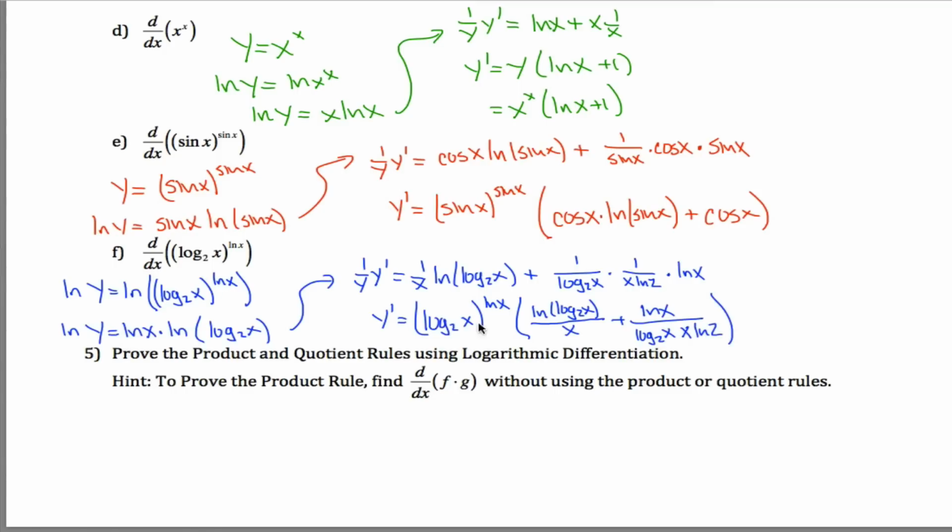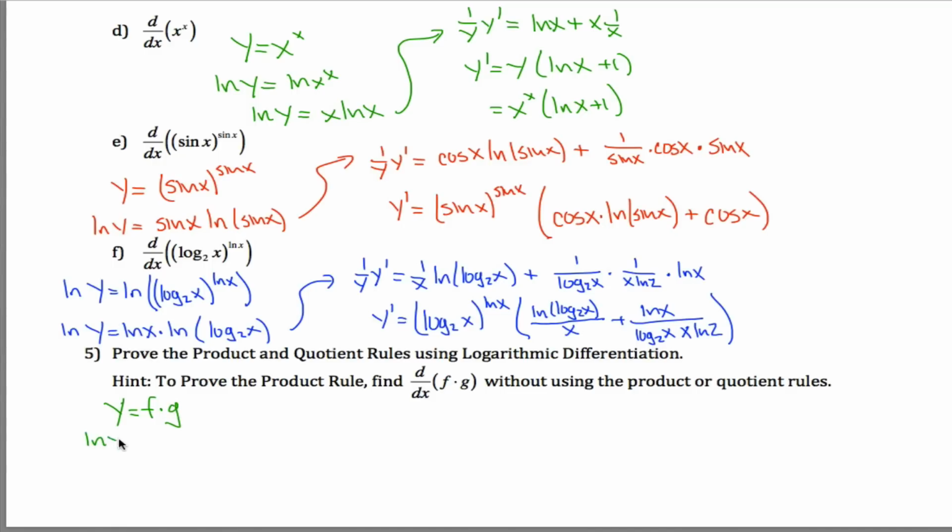Wow. Okay, last thing on this worksheet before I can end this video and get back to my basketball game is I am supposed to prove the product and the quotient rules. It sounds worse than it is. Just say that y is equal to f times g. All three of these guys are functions.